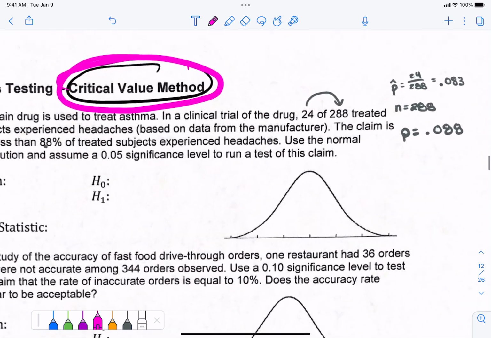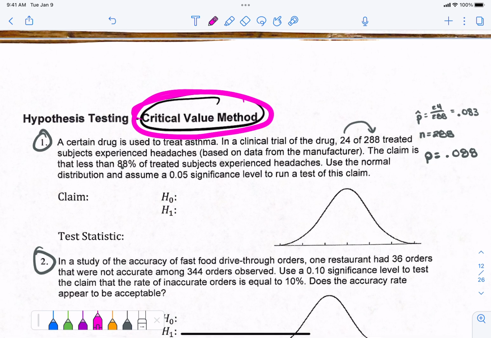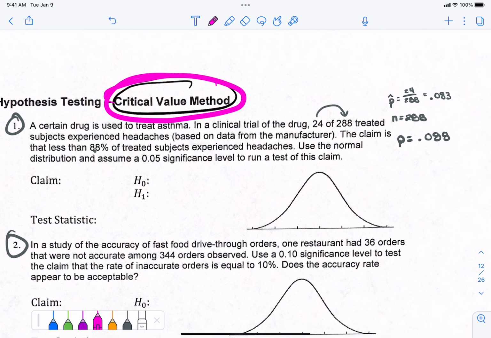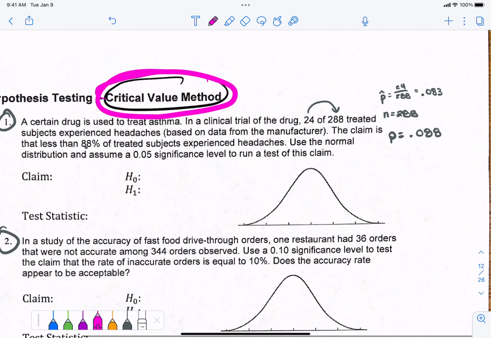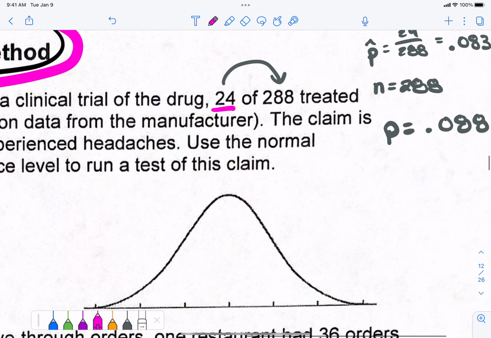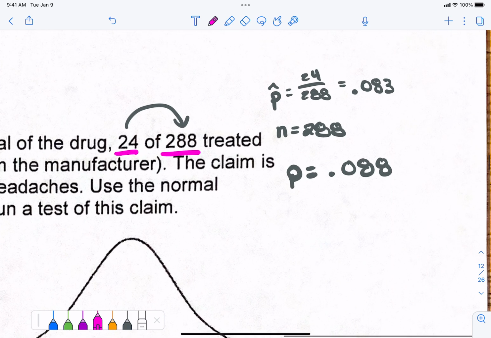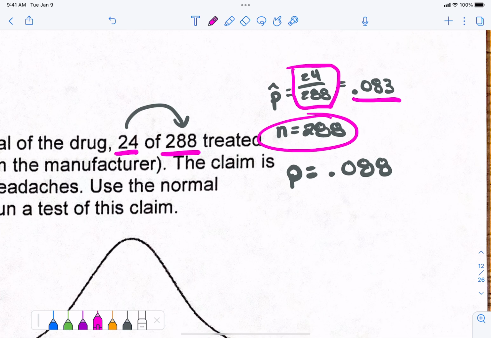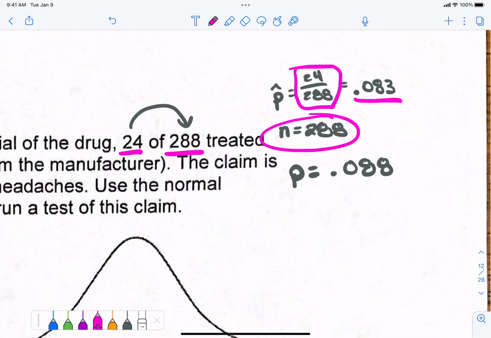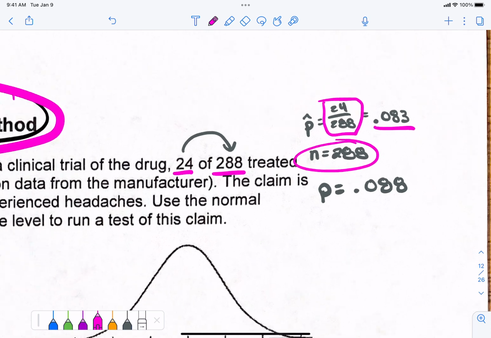Now, question, real quick, because I know it's going to be asked. On number 1, a certain drug is used to treat asthma. In a clinical trial of the drug, 24 out of the 288. 288 is n. P hat is your percentage that you get, 24 divided by 288. Got it? So if they don't give you p hat, you might have to divide to find that number. Got it? Okay. We are comparing that.